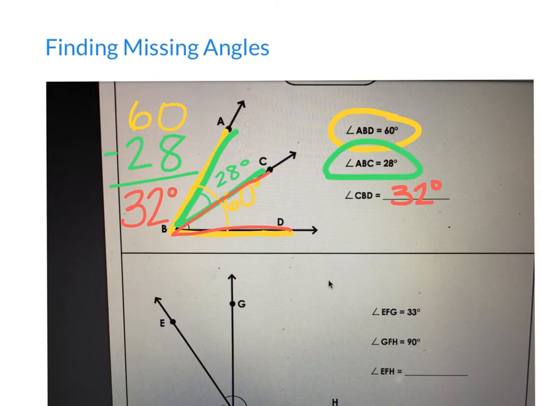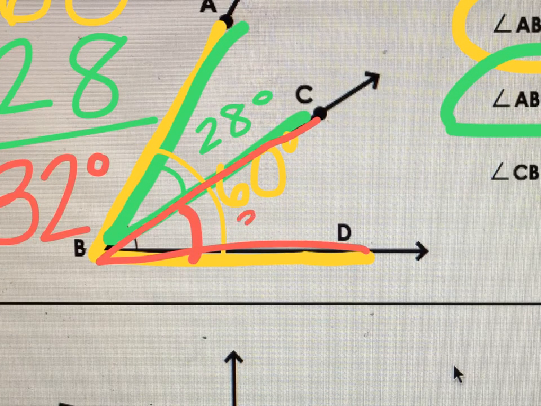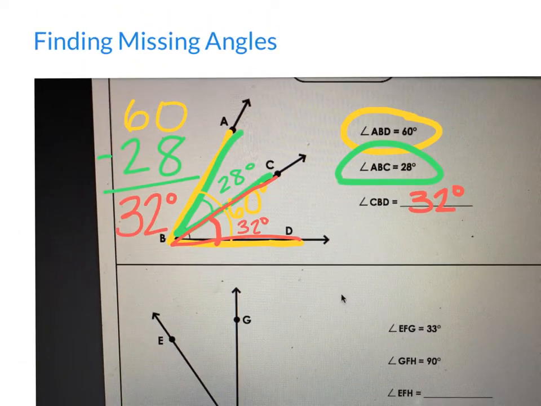And then, can you think of a way that you could check that work? So right now I just said that this red angle is 32 degrees. What's a way that I could go back and double check to see if I'm right? So hopefully you can tell that the green angle and the red angle are adjacent. They're right next to each other. If I add those together, that should give me the full yellow angle, right? So I'm going to double check my work.